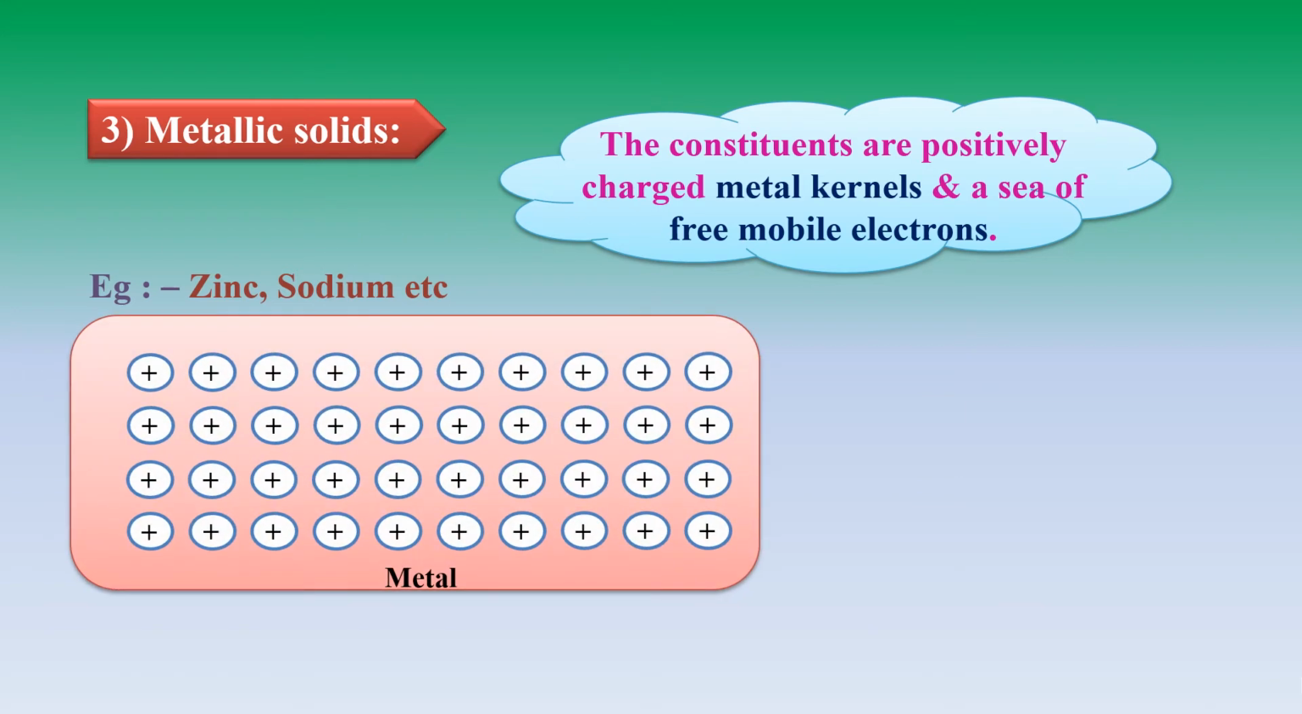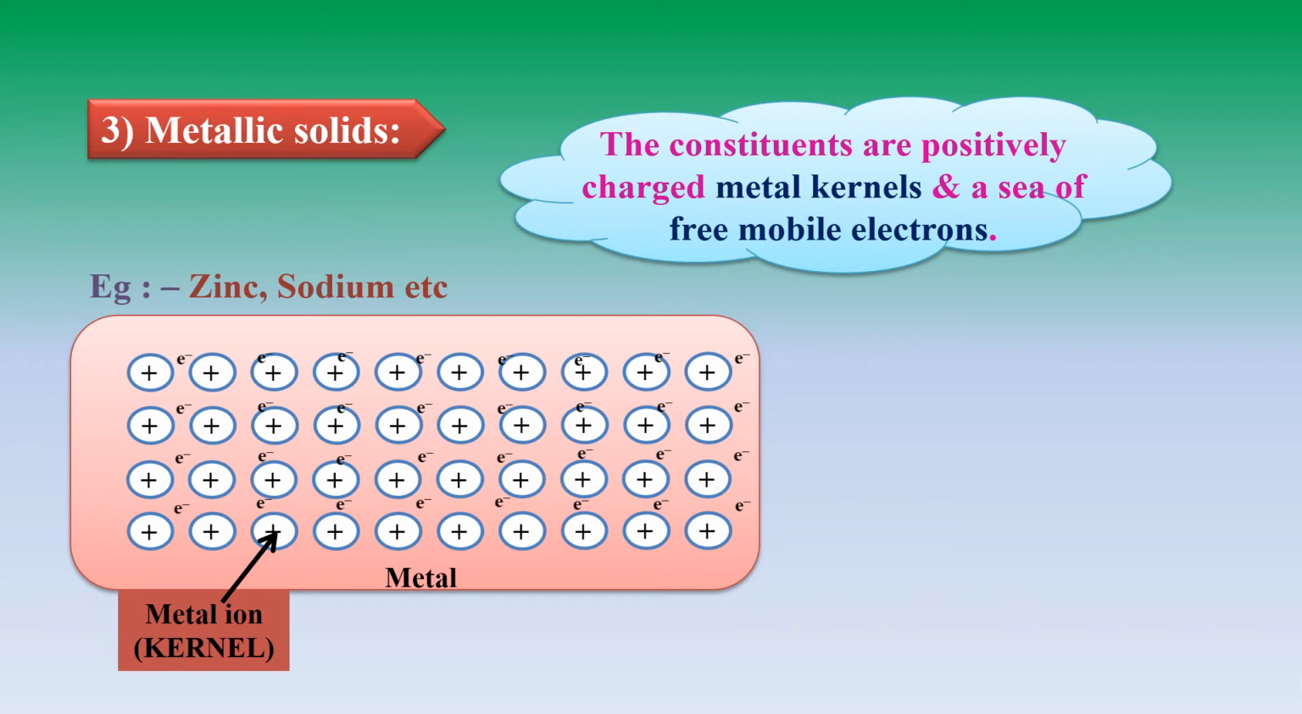Here is the view. Here the metal kernel consists of electrons which is embedded in the sea of free mobile electrons. This is the arrangement of metal kernels in the sea of free mobile electrons.